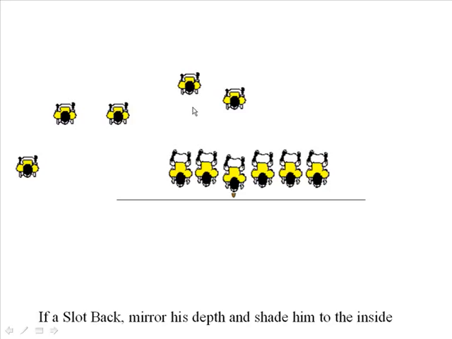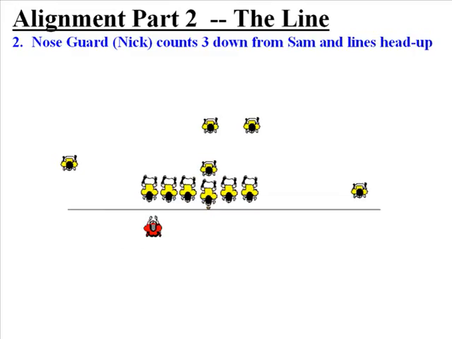What should Sam do in this case? Well, he might look at this and say, you know what? I think the strong side is on the left. Yells out, "Louie, Louie, Louie," and then lines up on the left in front of that slot back over there. Okay? And then everything falls into place after that.